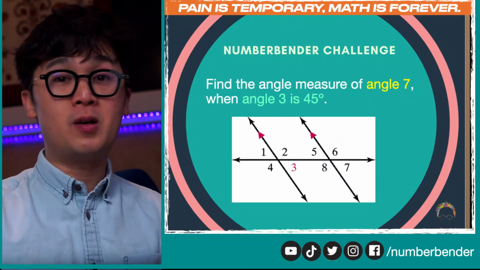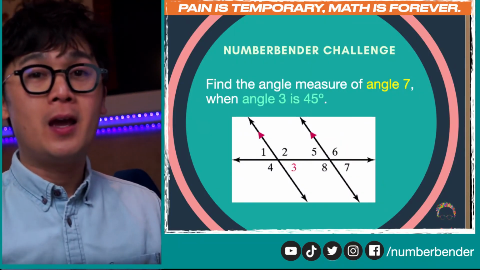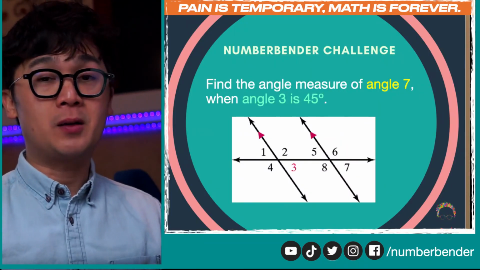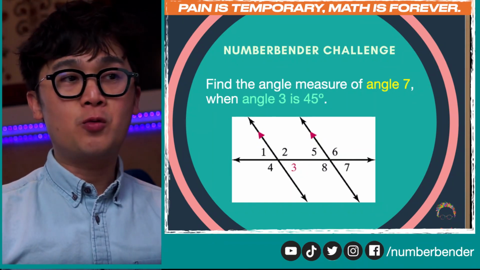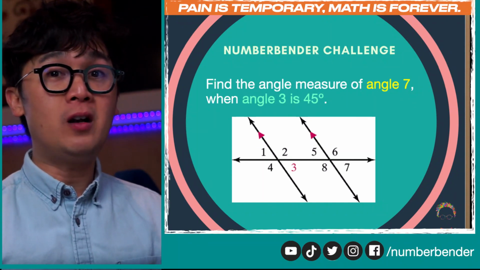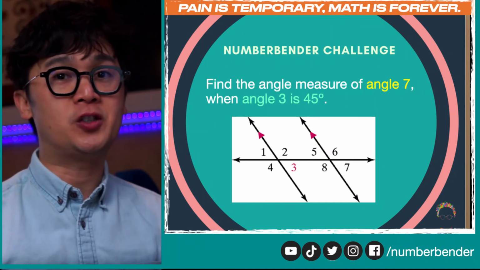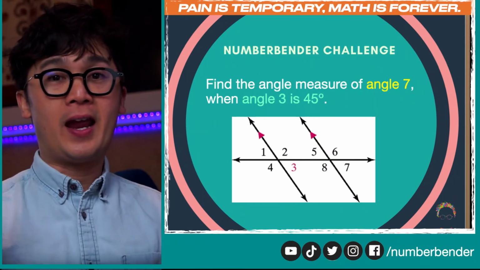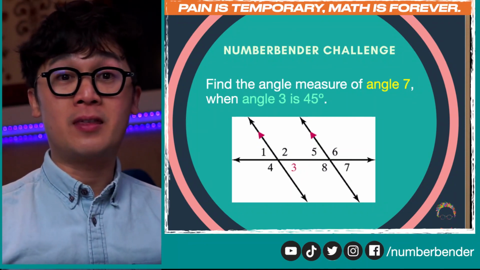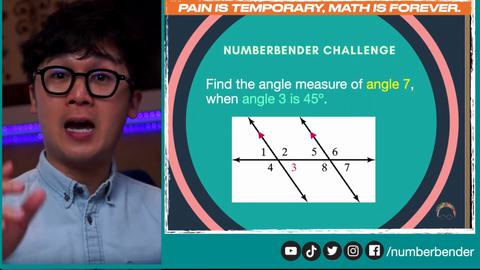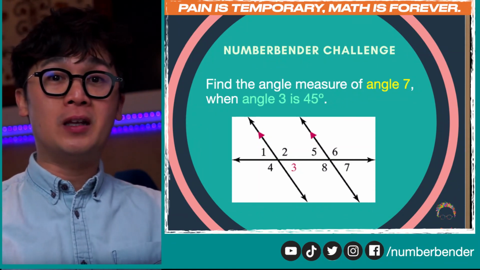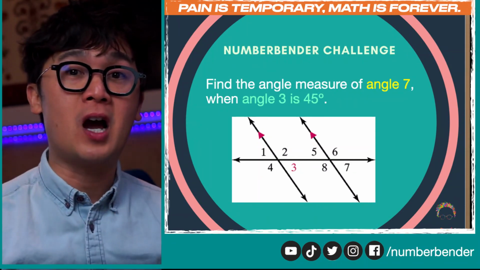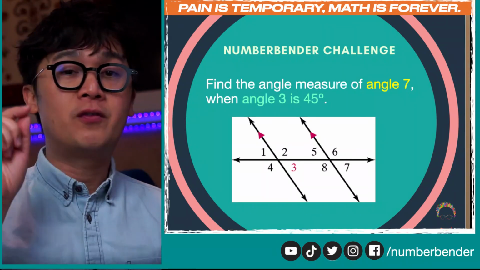And for your Numberbender challenge of the day, you are given two parallel lines cut by a transversal, and we know that angle 3 is 45 degrees, and your task is to find the measure of angle 7. Understanding the theorems associated with parallel lines, I'm pretty sure that you'll be able to answer this easily. So comment it down below and give me the reasoning how you got the measurement of angle 7 from this problem.